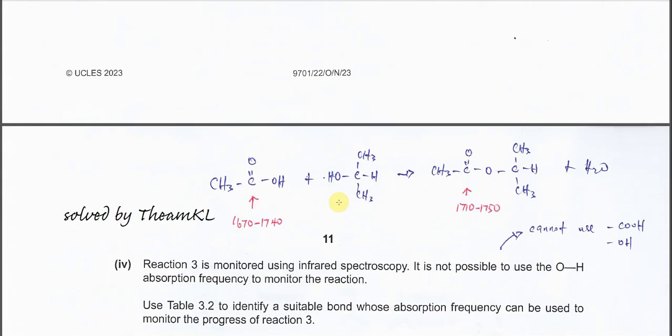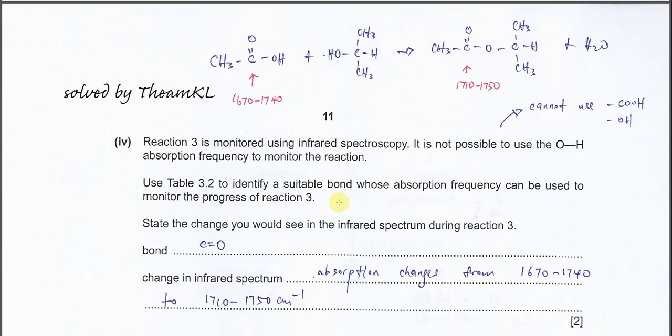Okay, now part 4. This is an IR question. Reaction 3 is monitored using infrared spectroscopy. It is not possible to use OH absorption frequency to monitor the reaction. It means it's telling you don't use the change in these two, the carboxylic acid and the OH.